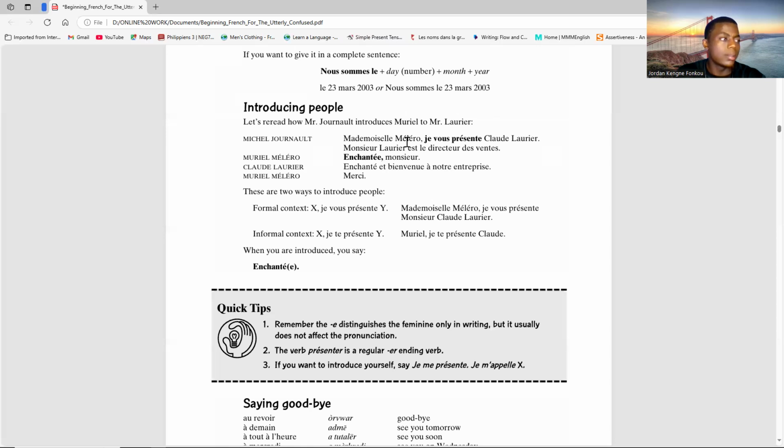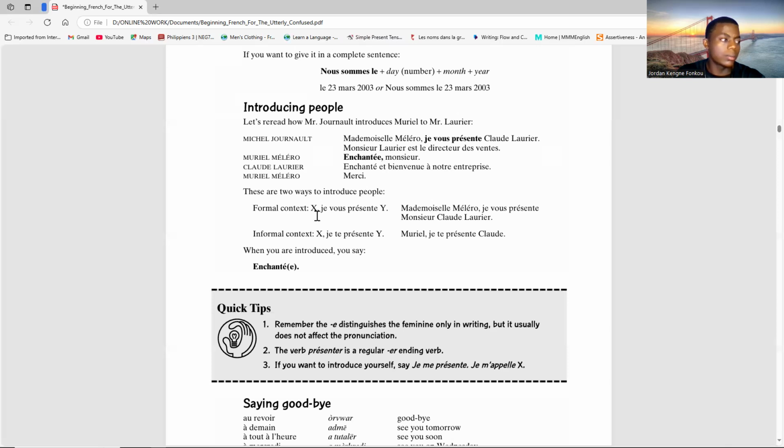Mademoiselle Mélero, je vous présente, I present you, je vous présente Claude Laurier. Monsieur Laurier est le directeur des ventes. As you can see here, Monsieur Laurier est le directeur des ventes. He is the sales manager or director. Enchanté, monsieur, nice to meet you. Enchanté et bienvenue à notre entreprise. Merci.